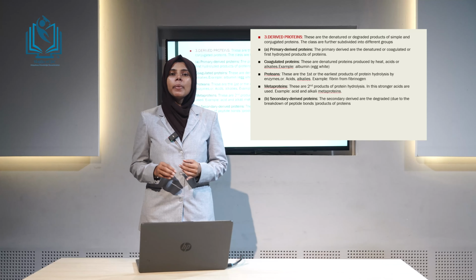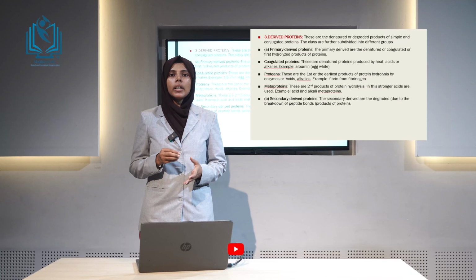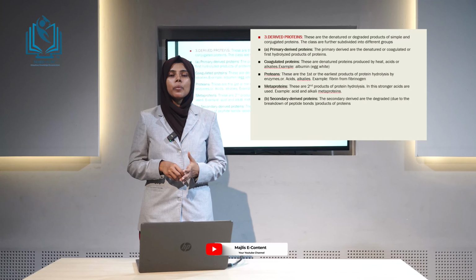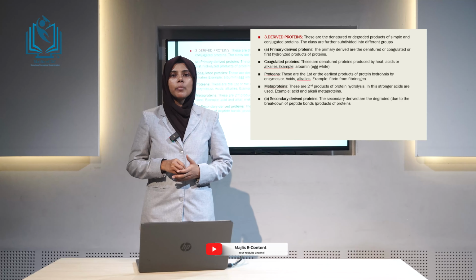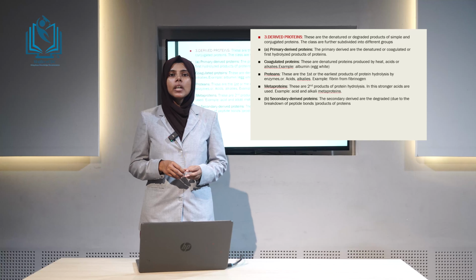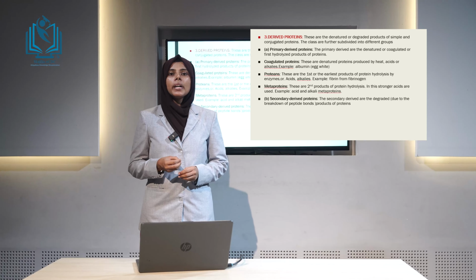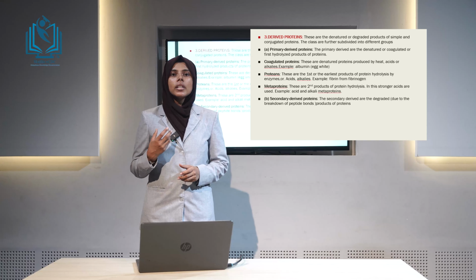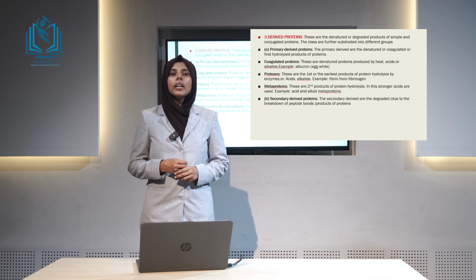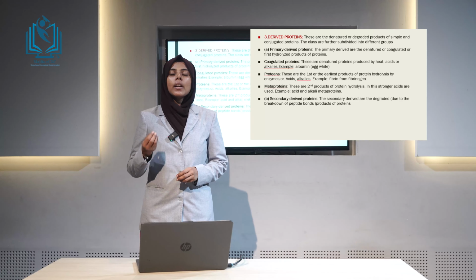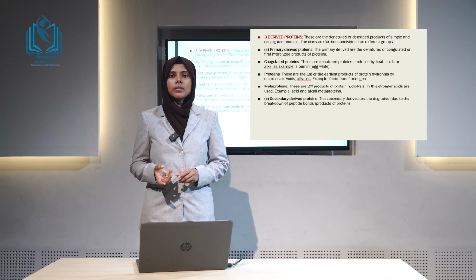They get coagulated by heat or acid or other substances. This type of protein is called coagulated proteins. Or metaproteins, which are the product obtained by hydrolysis using strong acids or substances. And then the next one is proteins which are obtained as a result of the action of enzymes.